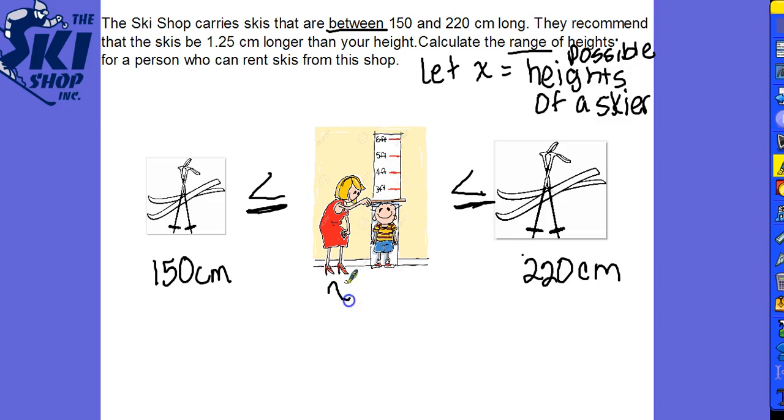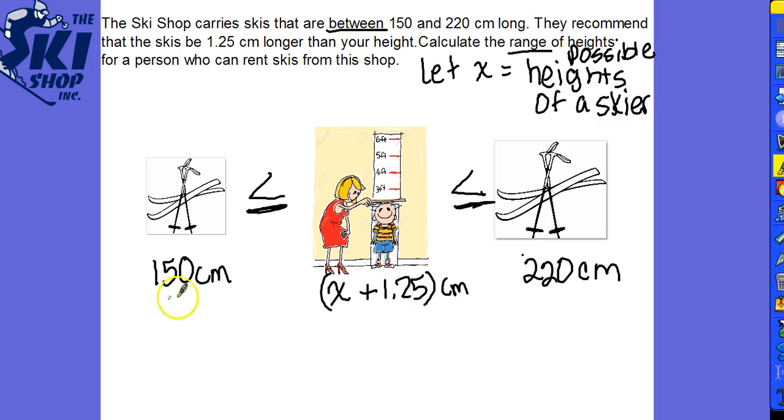So here's my height, right? But there's a criteria in this sentence. They recommend that the skis be 1.25 centimeters longer than your height. So what would I do with my height? Plus 1.25 centimeters. And of course, I'm being really precise here by putting the parentheses around it and tagging it with centimeters. You don't need that to solve this problem.